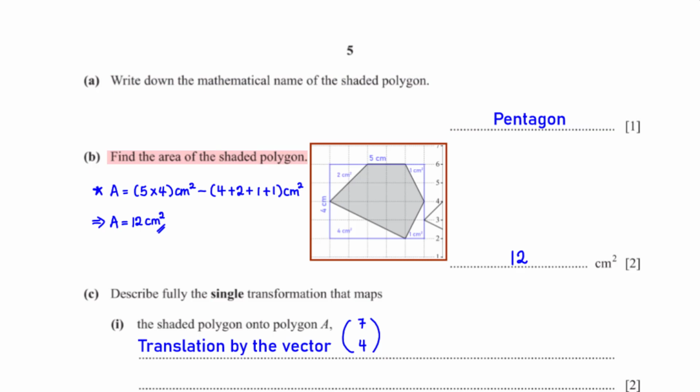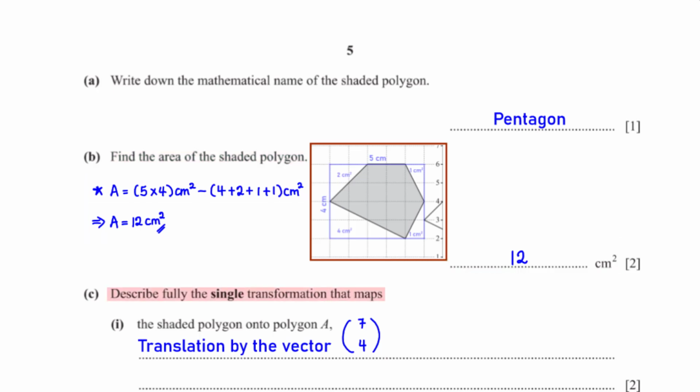If we draw a rectangle around the polygon, then the area of the polygon would be equal to the area of the rectangle, which is 5 times 4 centimeters squared, minus the sum of the 4 triangles, which is 4 plus 2 plus 1 plus 1 centimeter squared. This gives us 12 centimeters squared.